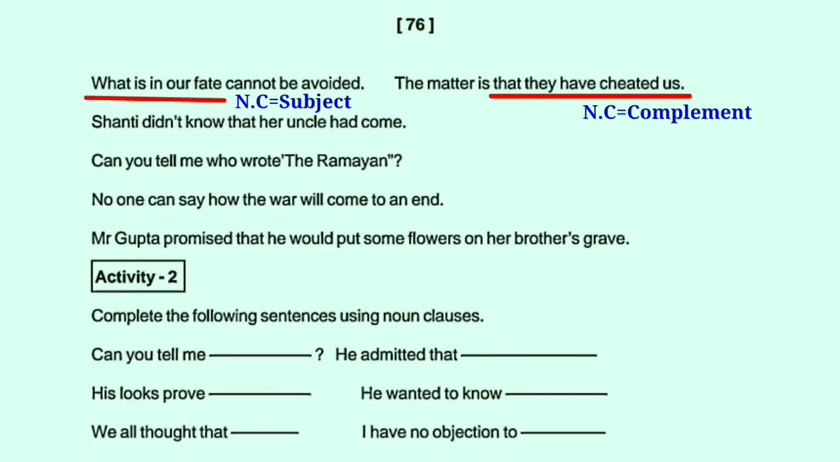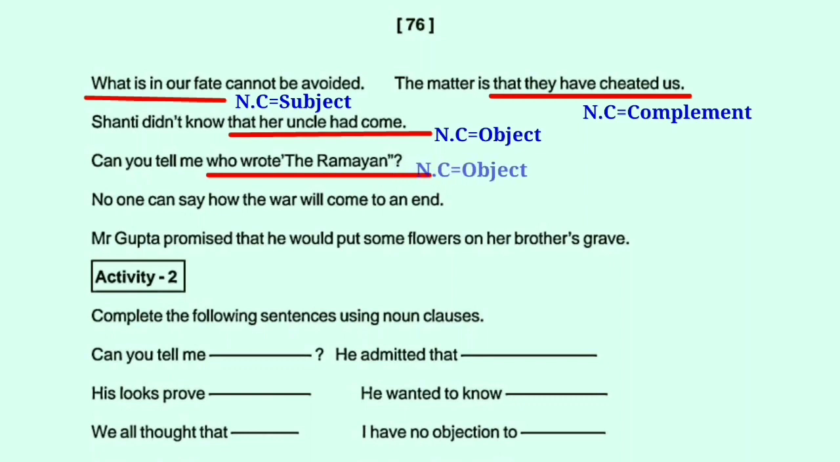Shanti did not know that her uncle had come. That her uncle had come, noun clause, is the object of the transitive verb know. Can you tell me who wrote the Ramayana? Who wrote the Ramayana, noun clause, is the object of the transitive verb can tell. No one can say how the war will come to an end. No one can say this. This represents the noun clause. Here the noun clause is how the war will come to an end. The object of the sentence.